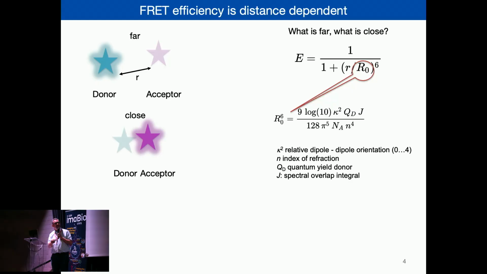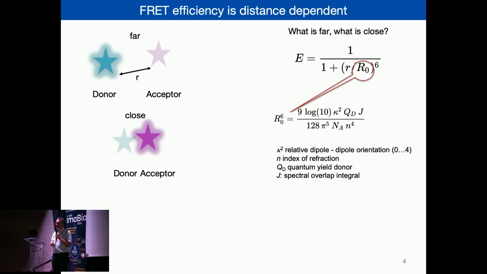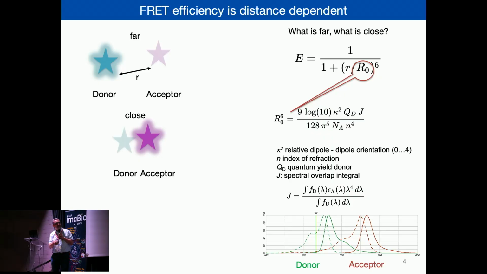Then there is the quantum yield of the donor in there, the index of refraction of your solution, and then there is the spectral overlap integral. And this is basically the part where it depends on the fluorophores that you use. We can illustrate that a little bit. So the spectral overlap integral is this. We have a donor emission, here the green solid line, and we have an acceptor excitation spectrum. This is the red dashed line, and this overlap integral is this area. And if we calculate that carefully, we can then have our overlap integral and we can determine what R0 is.